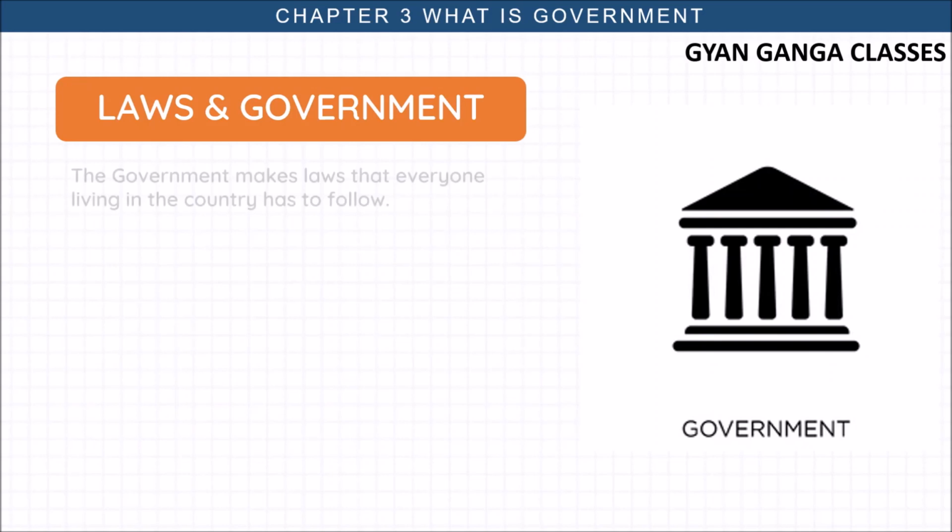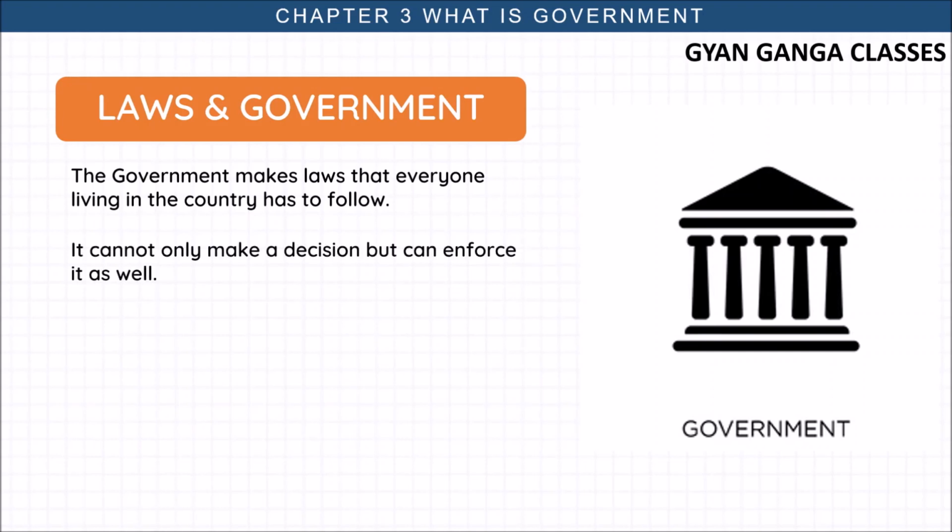Now the laws and government. Now what does government do? Government makes laws that everyone living in the country has to follow. We have some laws that we have to follow because we live under the Indian government here. Different countries have different kinds of laws that their citizens have to follow. It cannot only make the decision but enforce it as well.